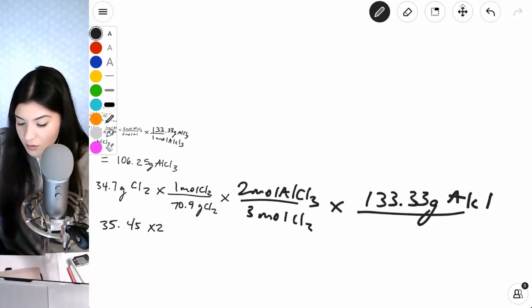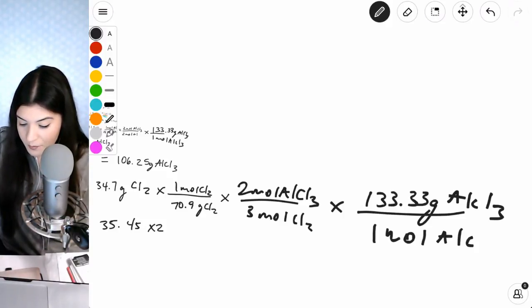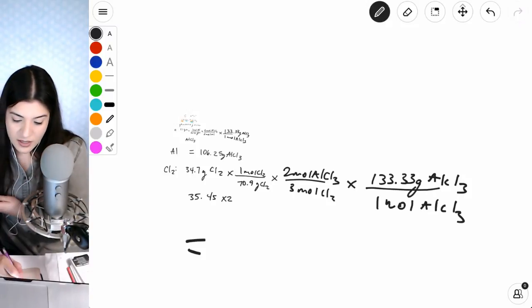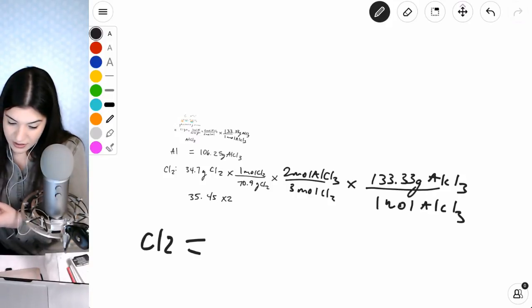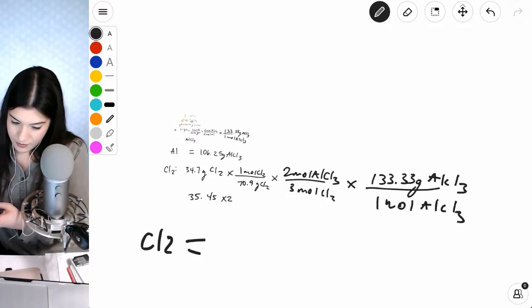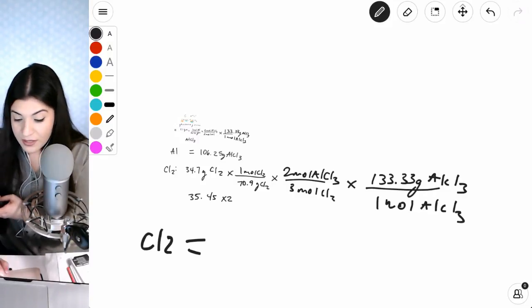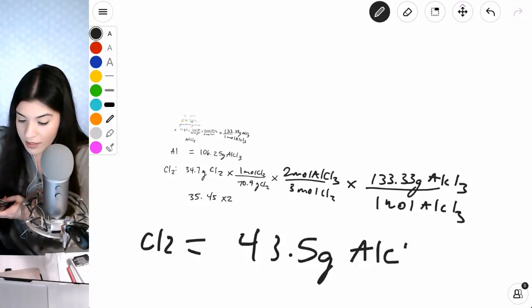And then we'll figure out which one is the smallest. And we'll do that in a second. Okay. So let's see how much Cl2 will produce. And this is 34.7 times 2 times 133.33. Let's see what we can find. 70.9. Okay. This is 43.5 grams of aluminum chloride.